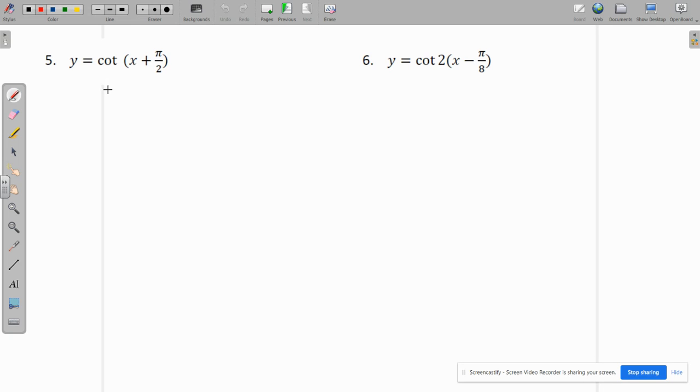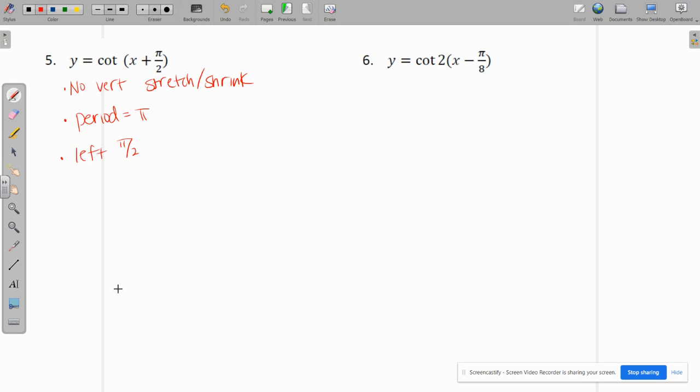So y equals the cotangent of x plus pi over 2. That means there was no vertical stretch or shrink, because our a value is 1. The b value is still 1 here, so that means the period is still pi. So the only thing that happens here is that we're going left pi over 2.